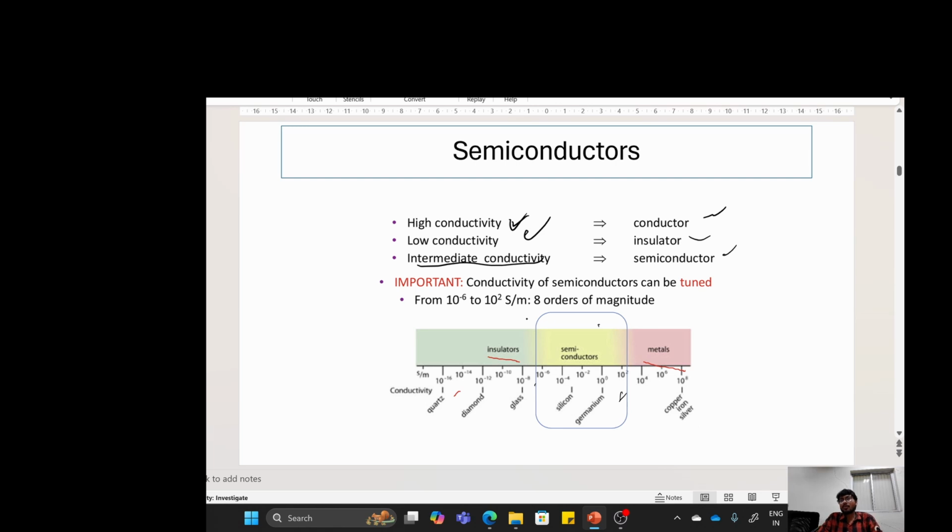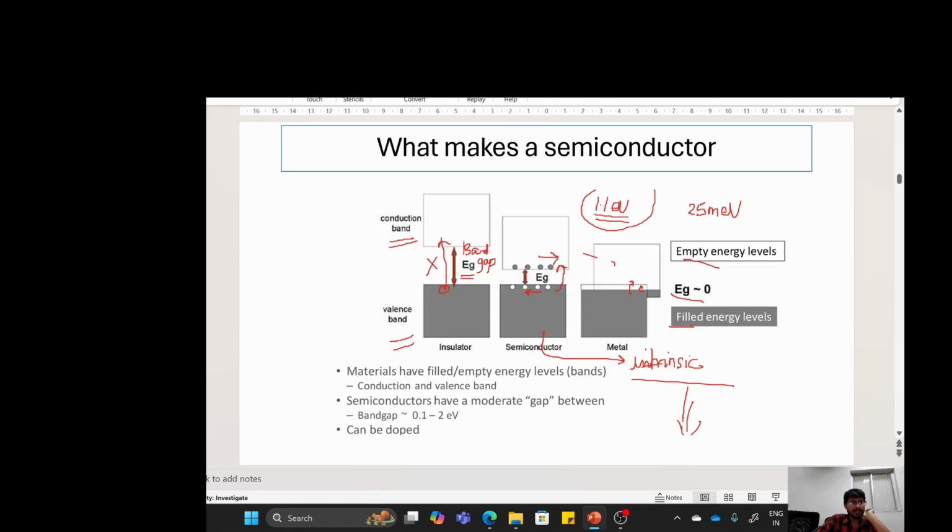So that is the base for all the devices like the PN junction device, diodes, FETs, LEDs, memristors and all. So this is the base for all of these. This is about the semiconductors.